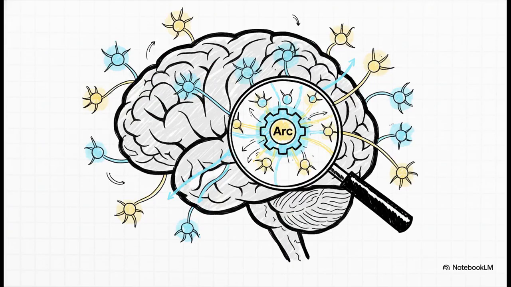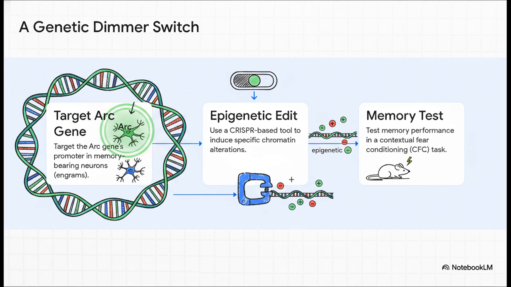To pull this off, the research team had to pick a target. They zeroed in on a gene called ARC. Now, ARC is a real superstar when it comes to memory. You can think of it as a master regulator, an absolutely essential piece of the machinery our brain uses to form new memories and stay plastic, to learn and adapt. So here was the game plan.